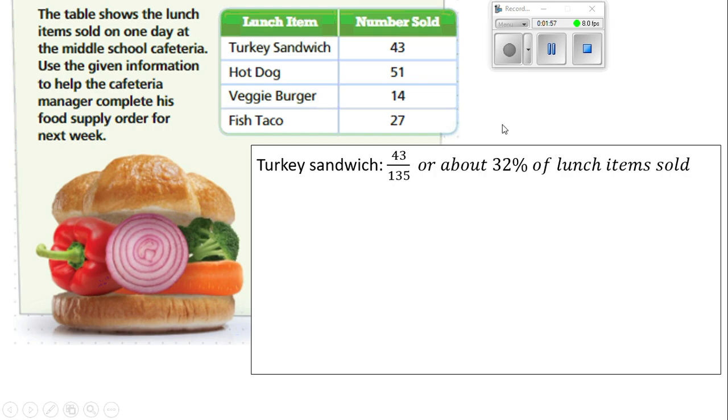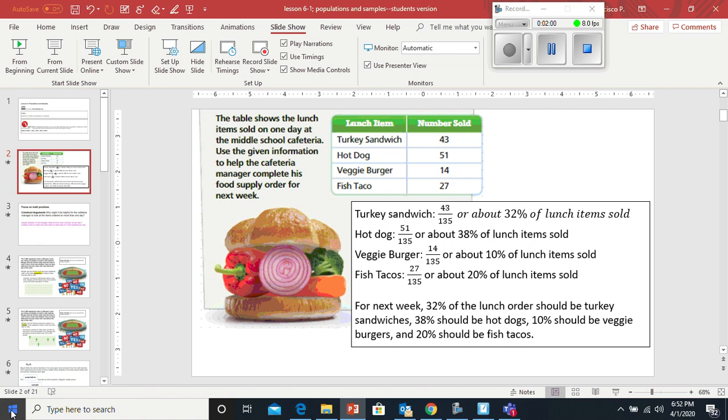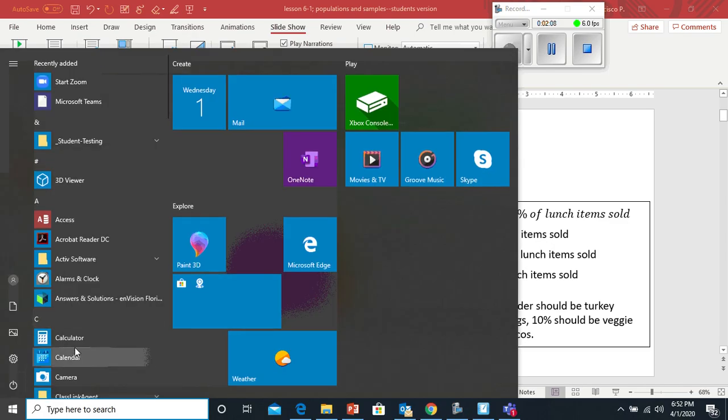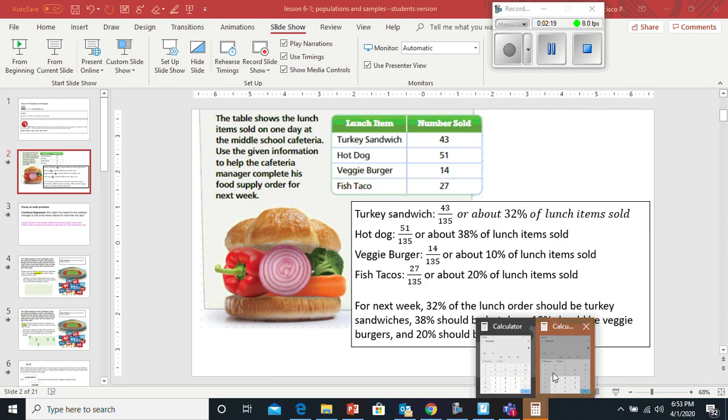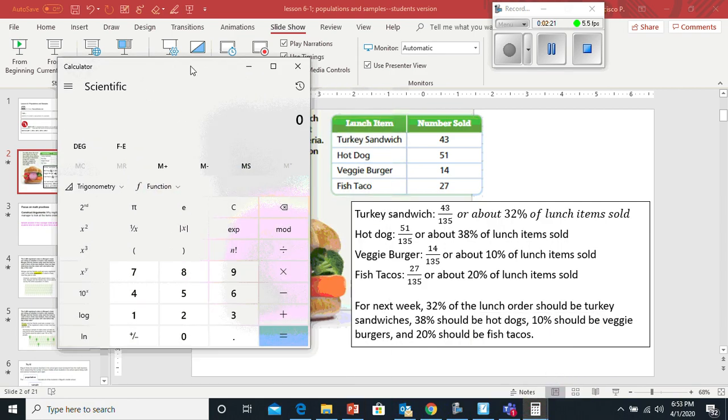For this specific example, I'm going to go ahead and get the calculator and make sure that the book is right, because we know that we've run into situations this year where the book is not always right. Okay, and on our calculator, we see that if we add 43 plus 51 plus 14 plus 27, we do indeed get 135.